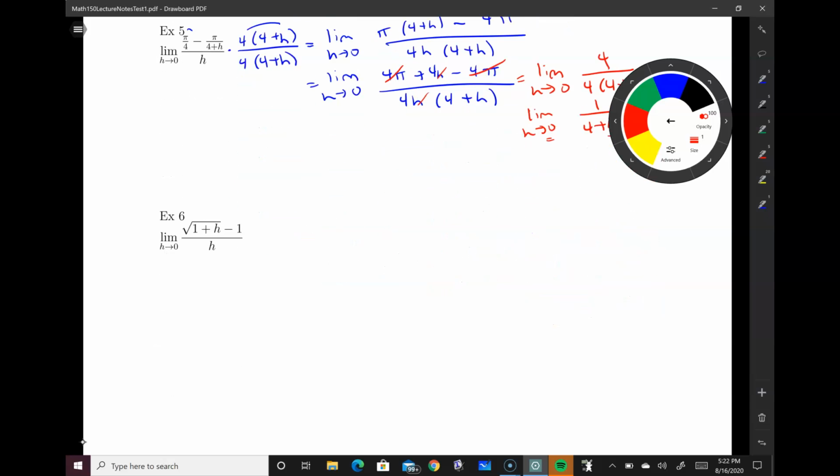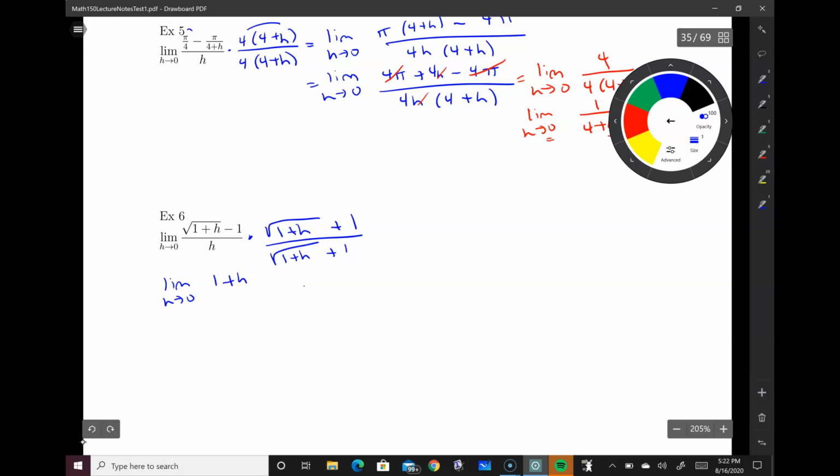All right, yet another one where I'm looking at 0 over 0. So let's multiply by the conjugate. That'll be the square root of 1 plus h, plus 1. Remember, you multiply on the top and the bottom. So, limit as h goes to 0. This is a difference of squares in the numerator, so it'll be 1 plus h. The inside and outside terms will cancel, and the last term will be minus 1. And remember, do not multiply the denominator out.